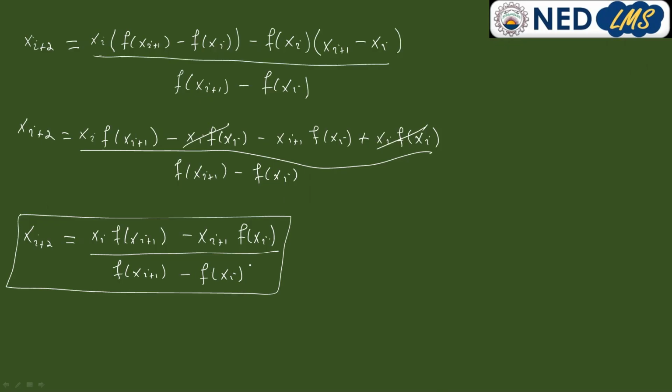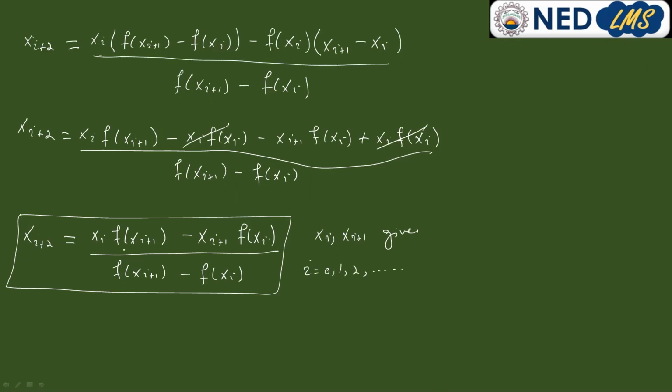To use this formula, I need 2 points, x_i and x_{i+1}, given. So if I have these 2 points, I will put them in, I will get x_{i+2}, and then I will discard x_i, I will use x_{i+1} and x_{i+2} to get x_{i+3} and so on. For what indices are these? These are for i equal to 0, 1, 2, 3 and so on.